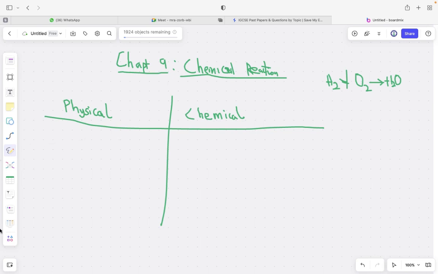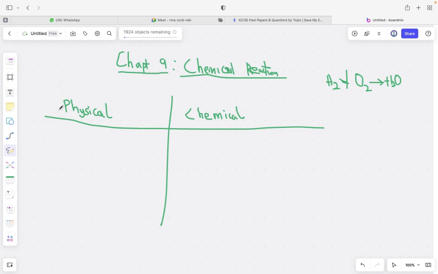When sugar dissolves in water, is it a physical or chemical change? Chemical. No. It's a physical change. You can get the sugar back, right? So when sugar dissolves in water, it is a physical change. In chemical change, new products are formed, and it's very difficult to get back the old substances that form the product. Now let's take a look at them.